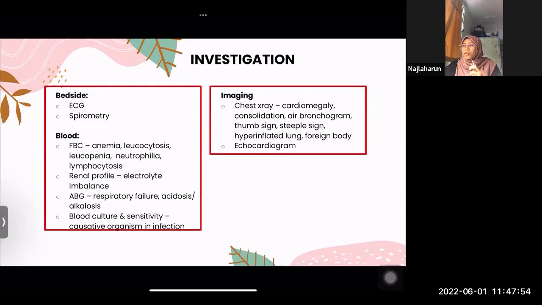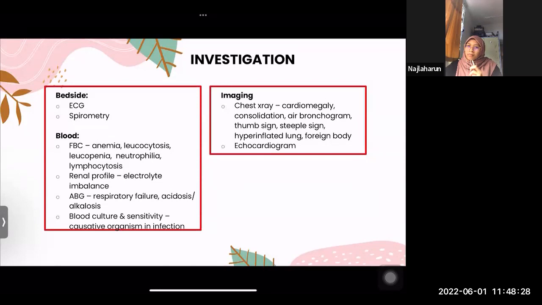Other than that, we can also send for imaging. First, we send a chest X-ray to look for cardiac causes, such as cardiomegaly, or respiratory causes. In case of pneumonia, we expect consolidation with air bronchogram. In case of acute epiglottitis, you expect to see the thumb sign; the steeple sign is in croup; hyperinflated lung in case of acute bronchiolitis; and evidence of a foreign body. We can also do an echocardiogram to rule out cardiac causes.